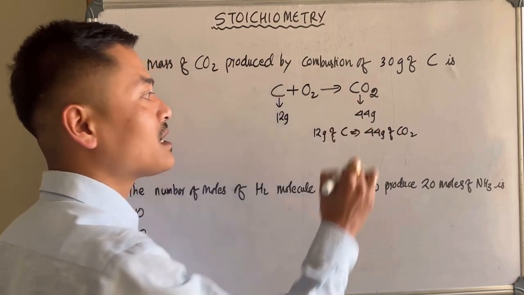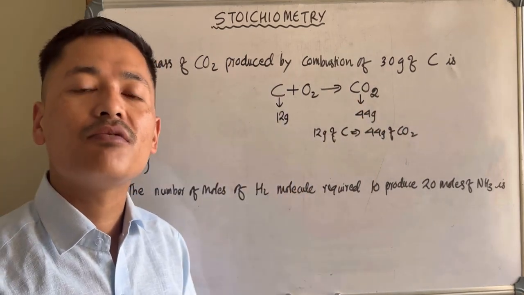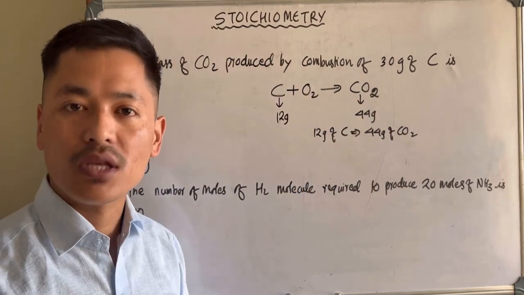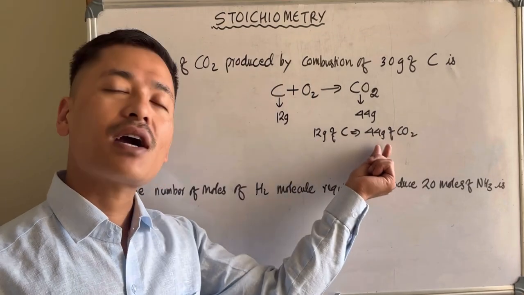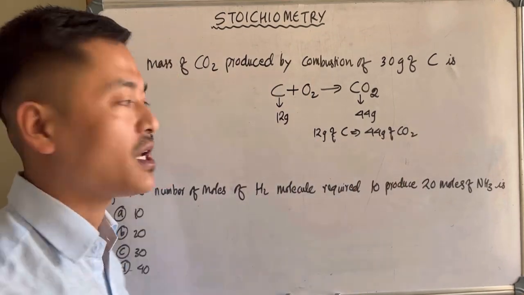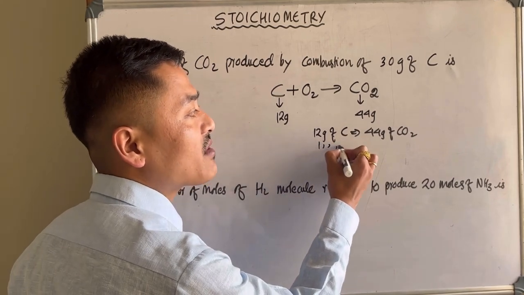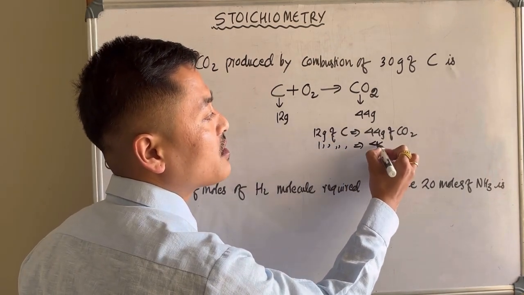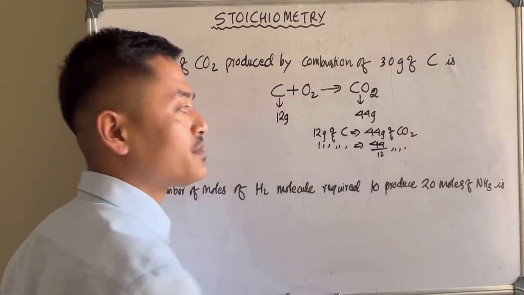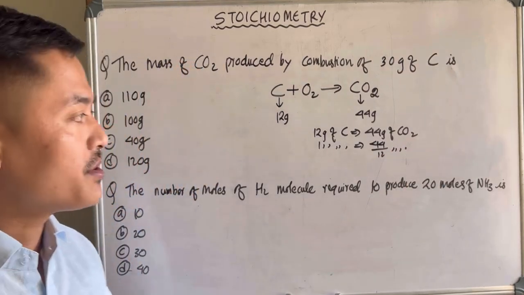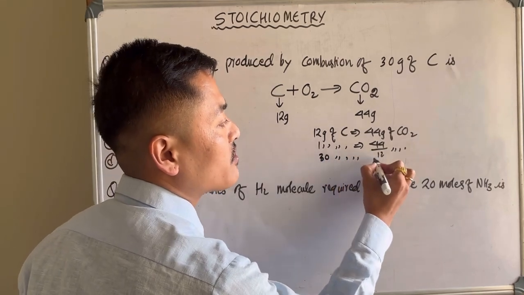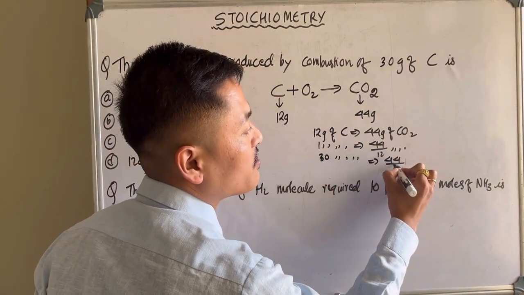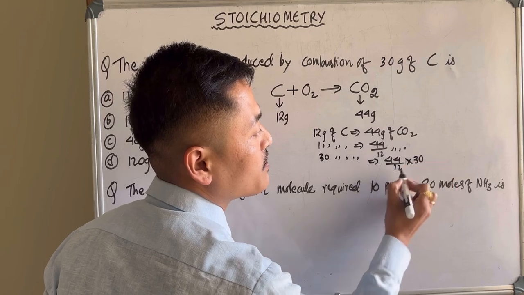So this is the information that we get from the balanced chemical equation itself. Isn't it? So that is why 12 gram of carbon will give 44 gram of carbon dioxide. Then 1 gram of carbon will give how much? That is 44 by 12 gram of carbon dioxide. But you are asked about 30 gram of carbon. That is why 30 gram of carbon will give 44 by 12 into 30.